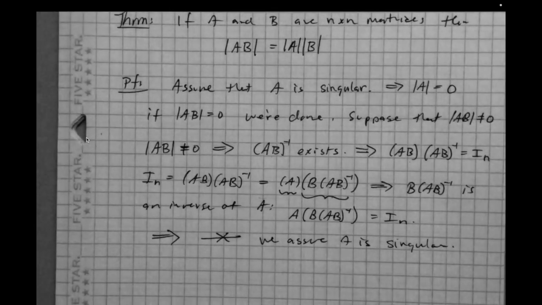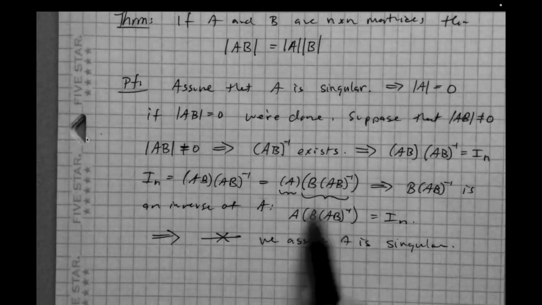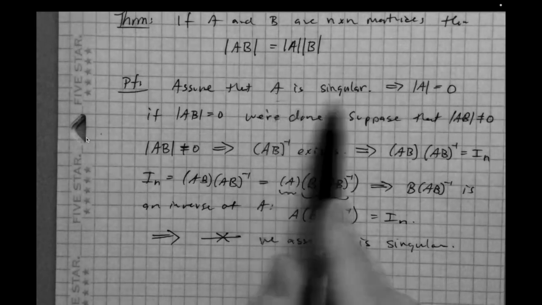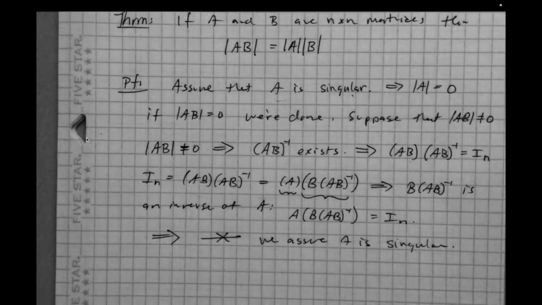If A is singular, then it does not have an inverse, right? So this BA, B inverse matrix here shouldn't exist if A is singular. So that's a contradiction. Okay, so in the case of A being a singular matrix with a zero determinant, we can see now that the determinant of A times any other matrix has to be zero as well.